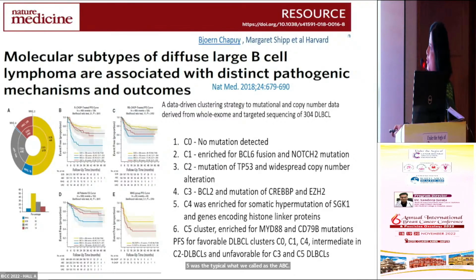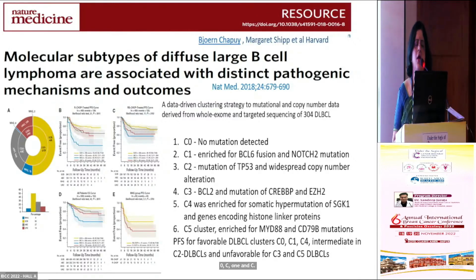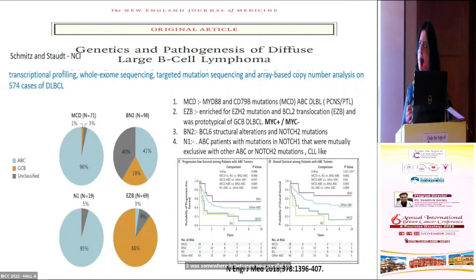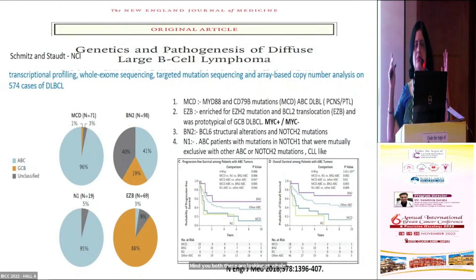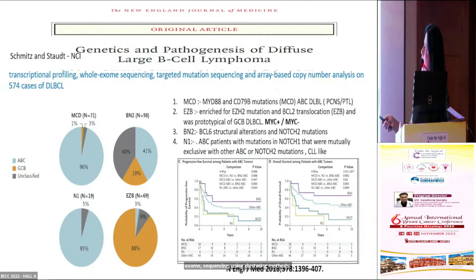What did that mean prognostically? The best behaving were C0, C1, and C4. C3, C5 were bad, and C2 was somewhere in between. Now, parallel to this, well, this was published in Nature Medicine. The NEJM published another article, which now looked at a larger series of 574 cases of DLBCL. Mind you, both these are looking at whole genome, whole exome sequencing using clustering methods. This is what we call as clustering profiling. And they came up with similar subtypes, maybe a little difference.